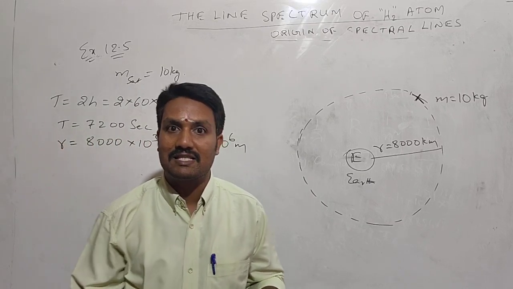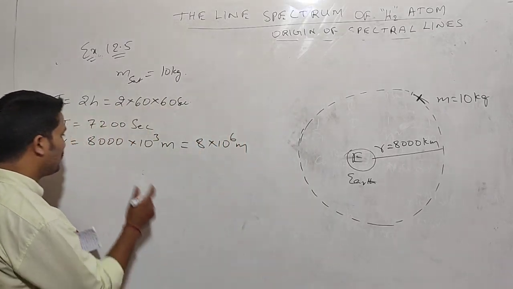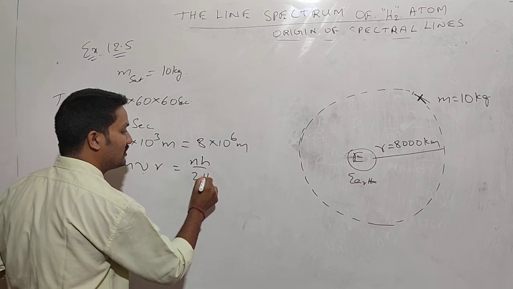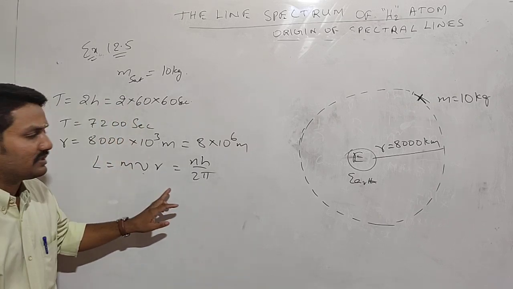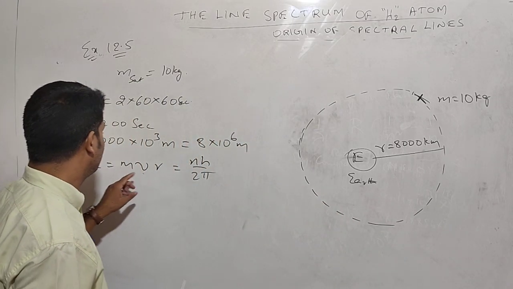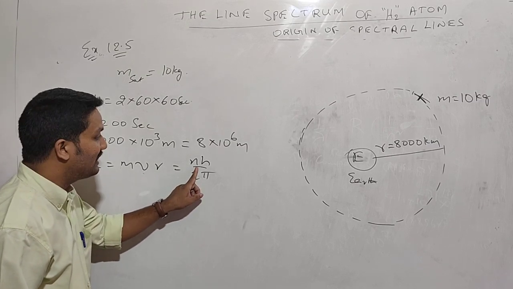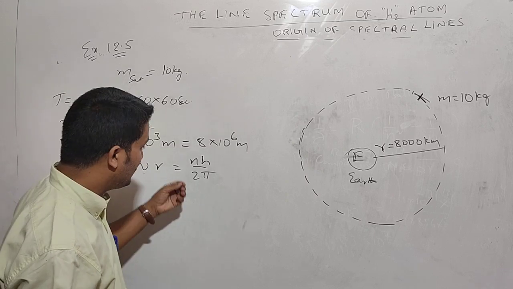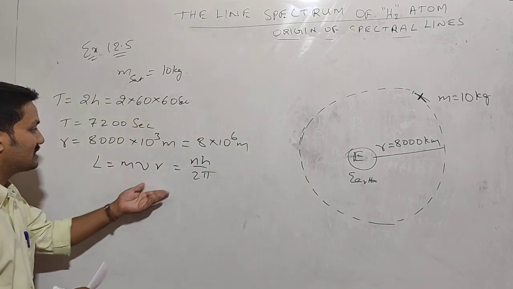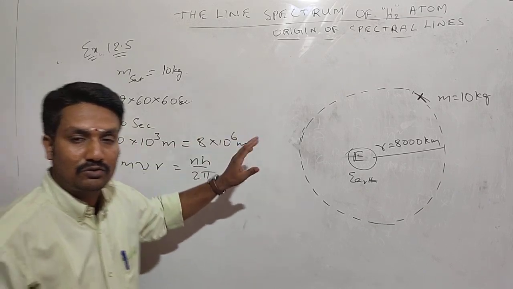Next, here it was given the condition: assuming the Bohr angular momentum postulate. What is the Bohr angular momentum postulate? L is equal to mvr is equal to nh by 2 pi. The revolving electron around the nucleus is in such an orbit in which the angular momentum is equal to integral multiples of h by 2 pi. In those orbits only it is non-radiating. This is the second postulate, and now we have to apply it to solve this problem.